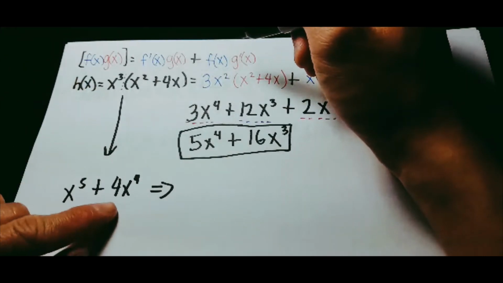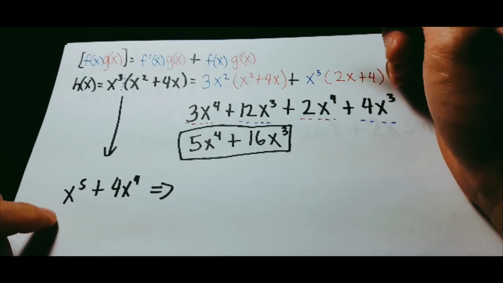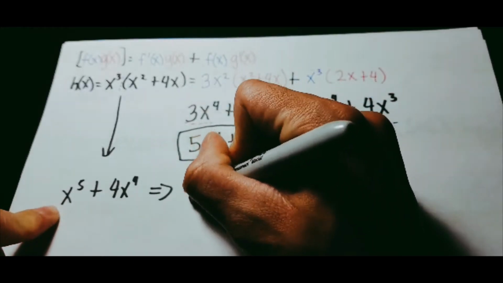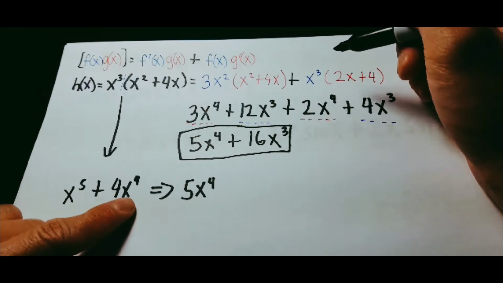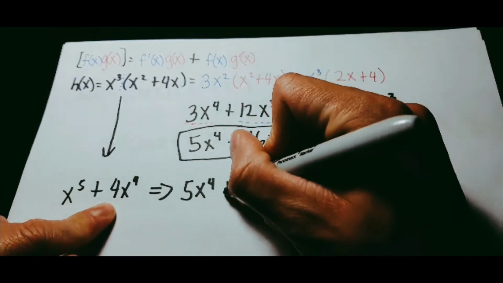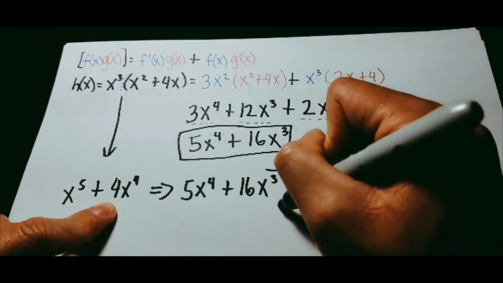And to find the derivative of this, you got to find the derivative of the individual ones. So here I'll have 5x to the fourth. The derivative of this is 16x to the third. And you can see they're the same thing.